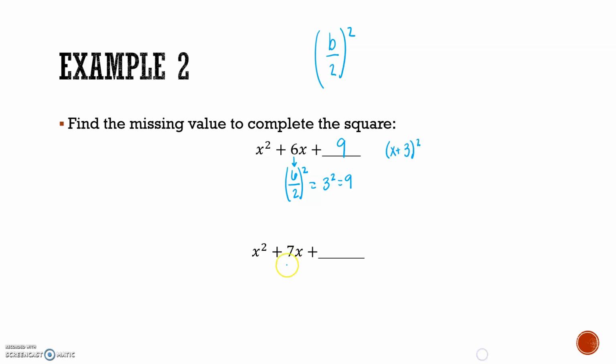All right, so for this one, I'm going to end up with a fraction, but that's okay. I'm going to have 7 over 2 quantity squared. When I square that, I'm going to end up with 49 over 4. And I'm just going to leave it as a fraction. I know that's y'all's favorite thing ever, is fractions, but we're going to get plus 49 over 4.